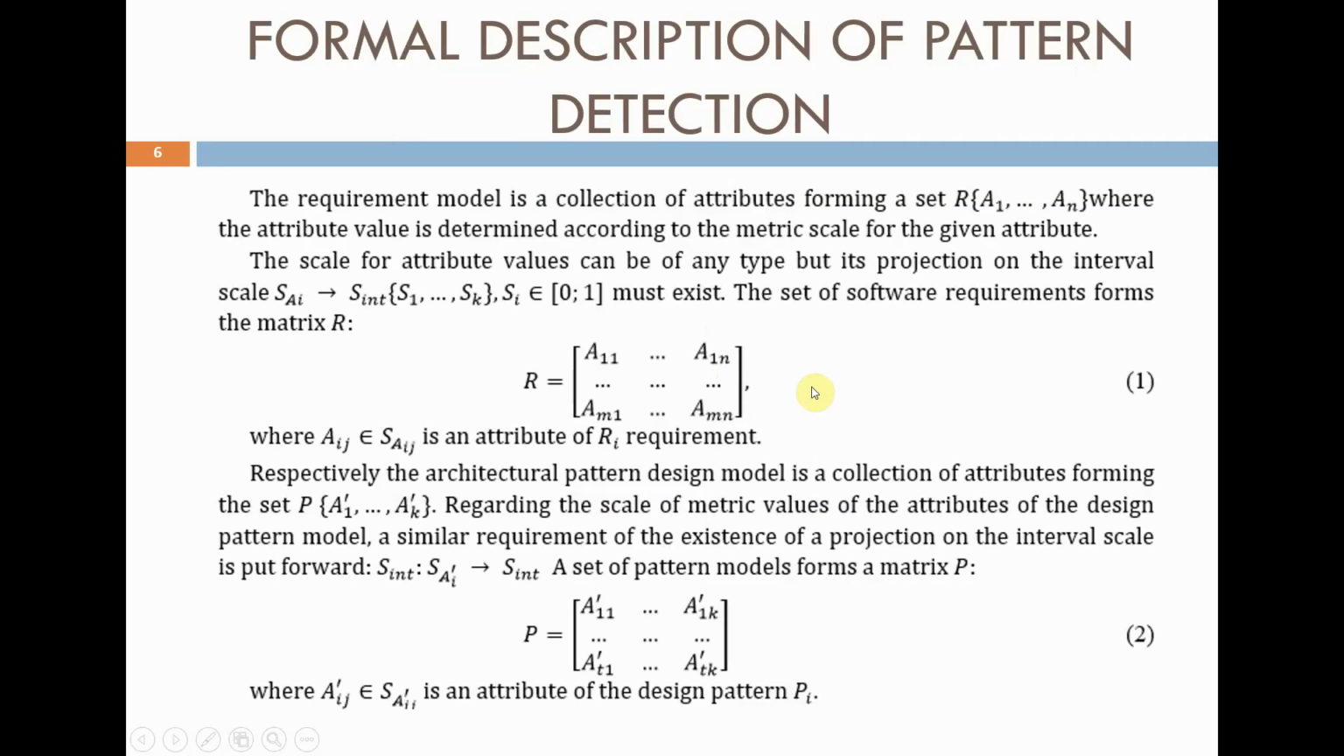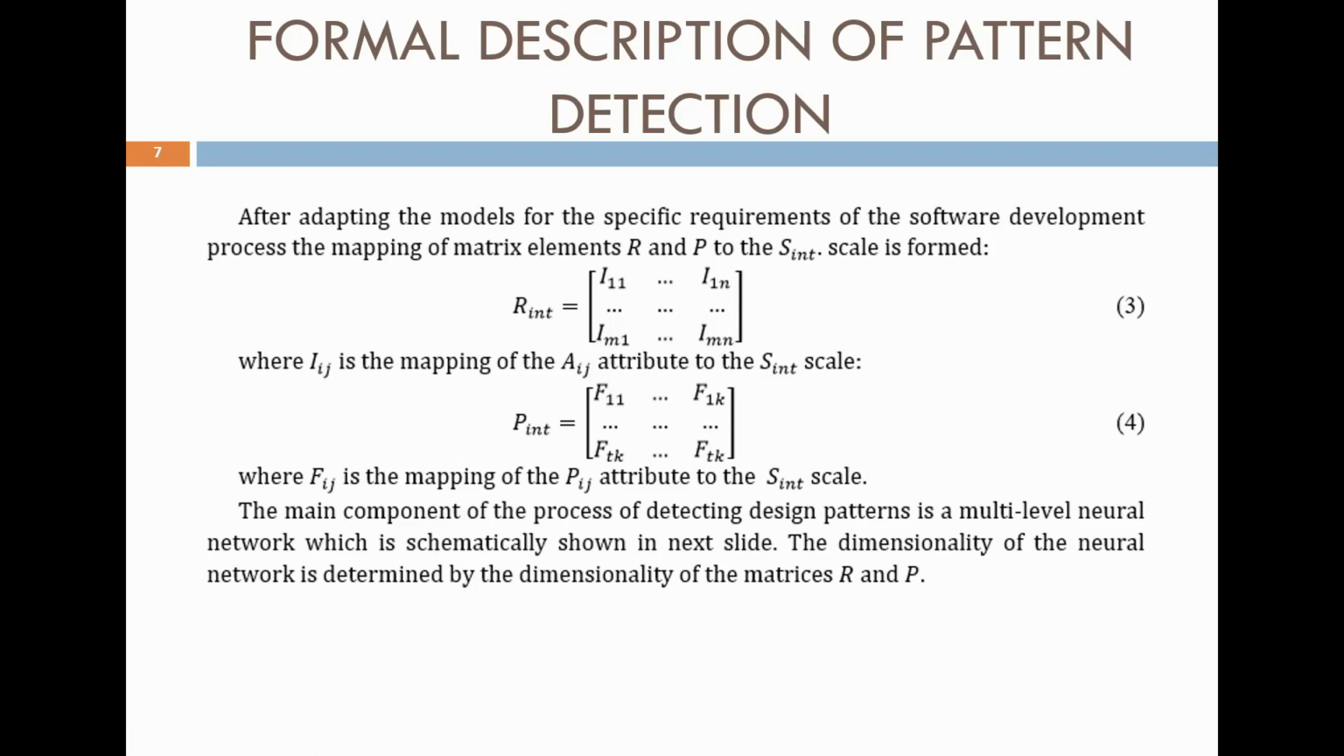The formal description of the proposed method to define architectural patterns is shown on this slide. Formula 1 displays a matrix of requirements attributes, and Formula 2 displays attributes of the reuse component. Formula 3 and Formula 4 interpret mapping matrices which respond to the software requirements matrix and pattern matrix.